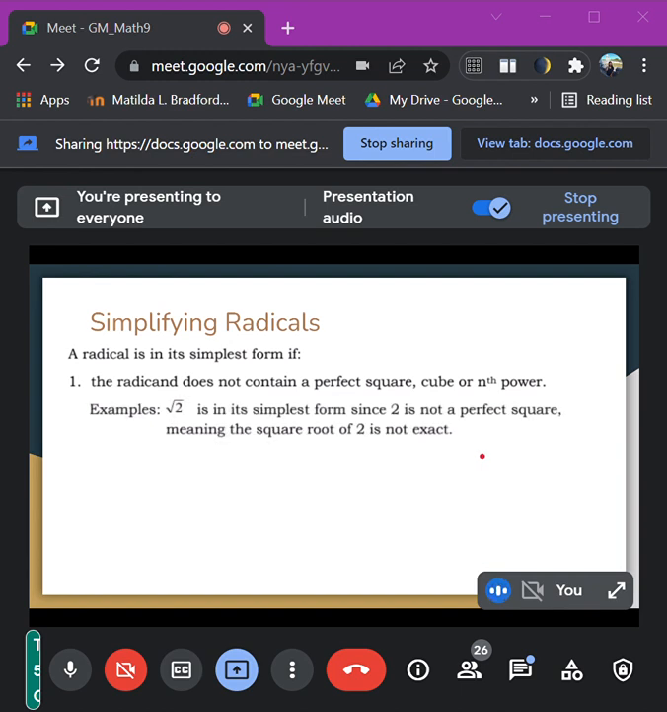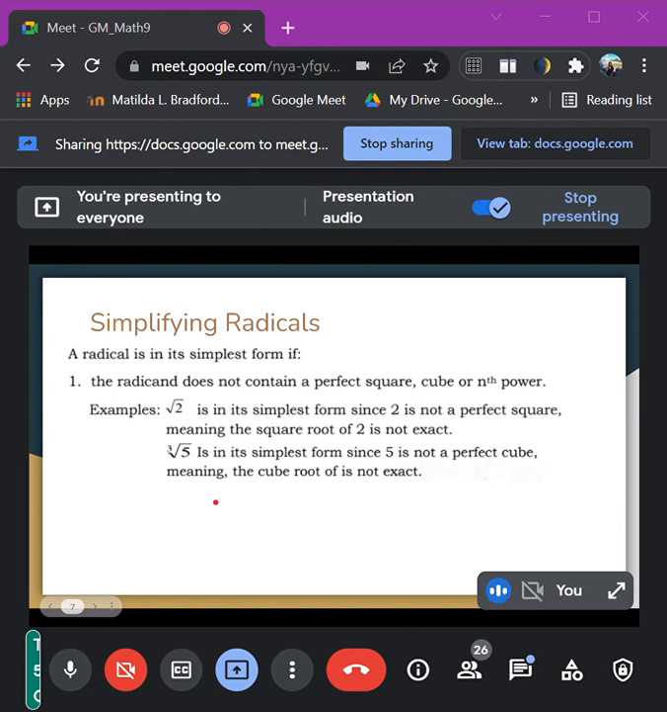And now for the next one, we have our example like this. Square root of 2 is already in the simplest form since 2 is not a perfect square number. Meaning to say, the square root of 2 is not exact, because if we calculate that, the answer is a decimal. But if it is the square root of 4, class, that is not in simplest form, because the square root of 4 is equal to 2. So it can still be solved. That is the first one.